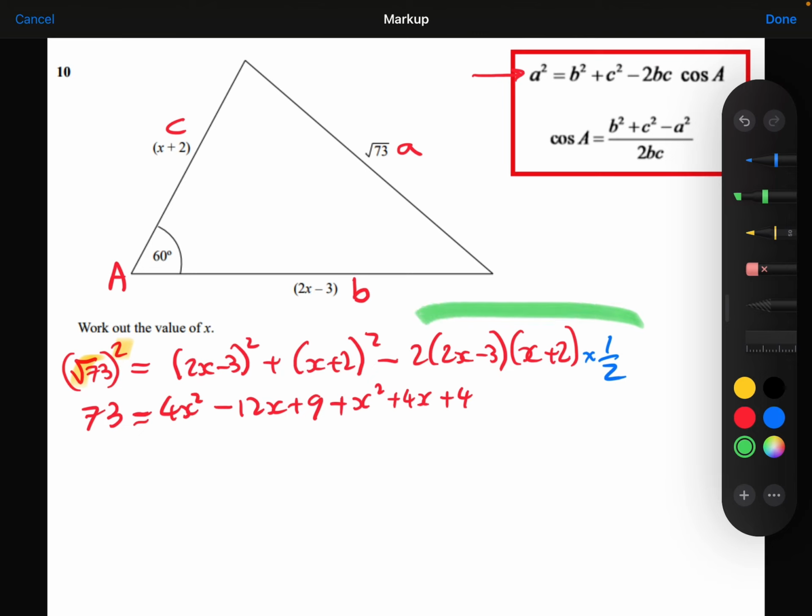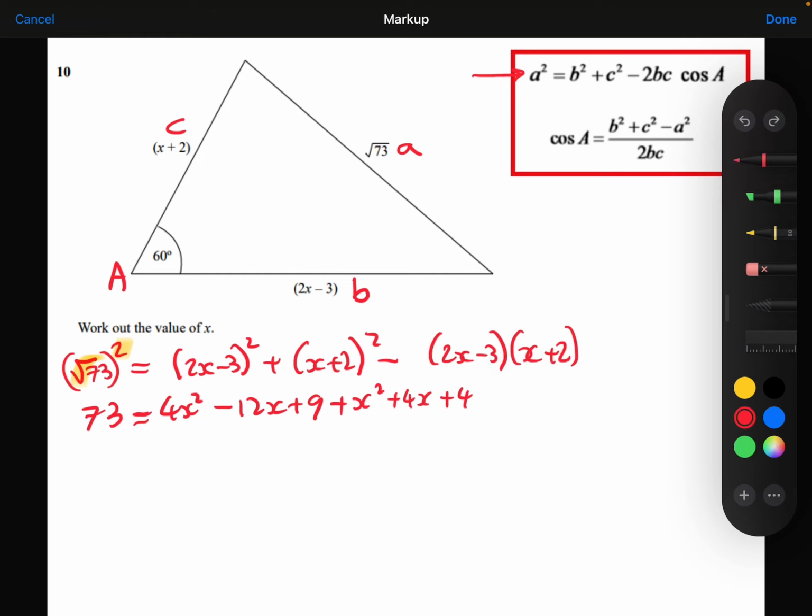Right, let's look at this in a bit more detail now then, because notice we've got a 2 times 1/2, which is going to cancel each other out. So actually I don't need the 2 or the 1/2 there at all, and I can just focus on expanding these brackets.